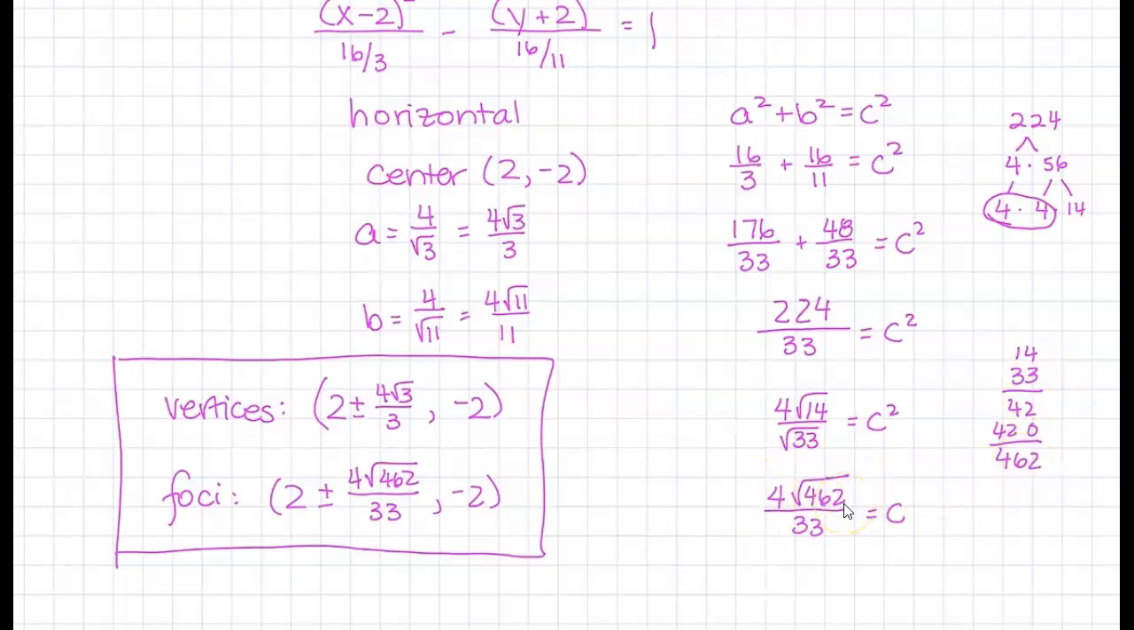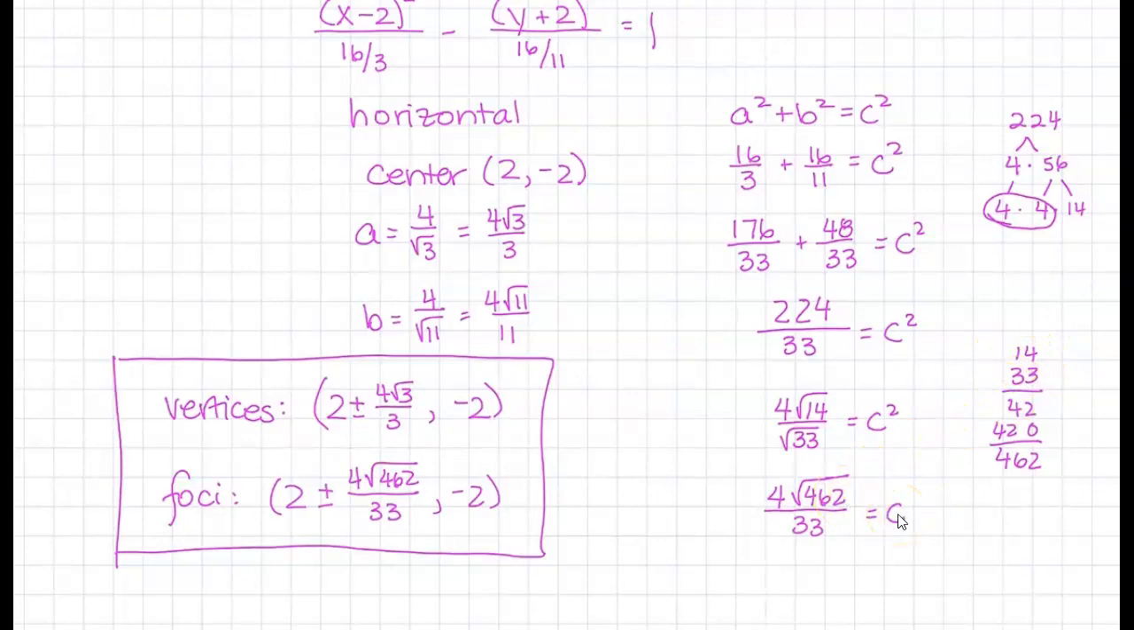And I'm also confident that the square root of 462 will not simplify because I'm thinking about where that came from. 462 came from 14 times 33. If you make a factor tree out of that, then you're going to have 2 times 7 times 3 times 11. There's no perfect square in there, so I know that won't simplify.